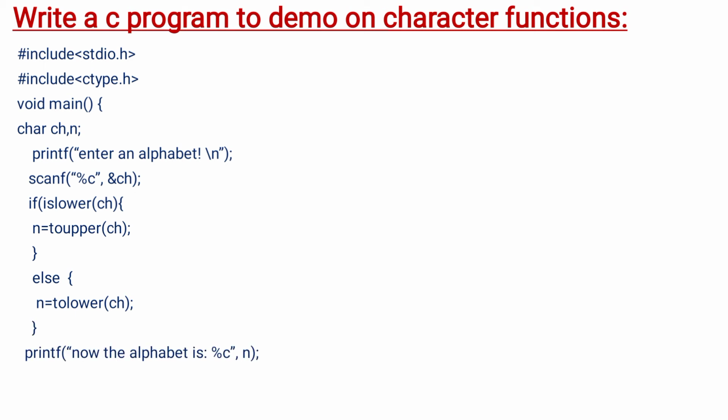Closing brace. printf("Now the alphabet is %c", n). So observe this, our result is stored in the variable n. That's why after converting we are going to print the variable n on the screen. Next, main function closing here. Next we will see the output.